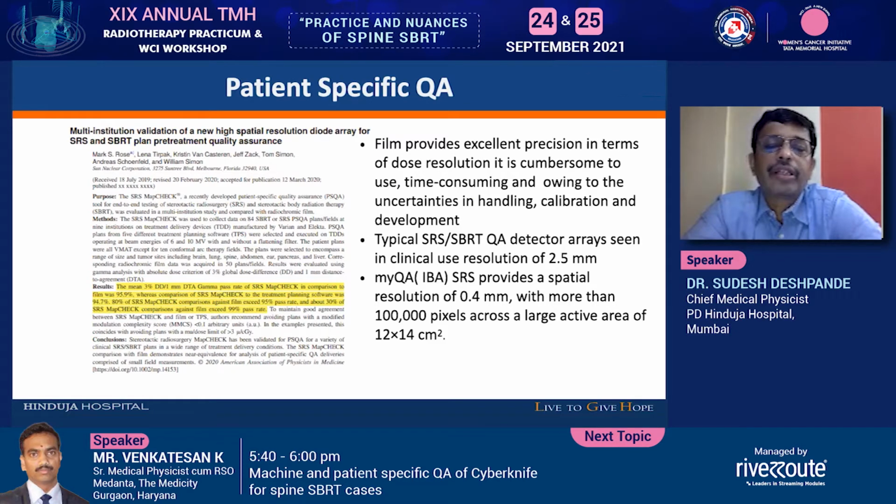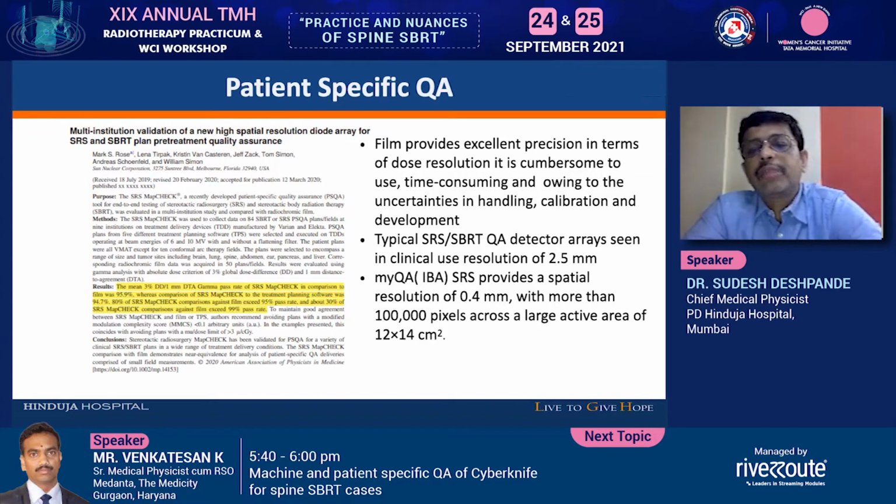They compared it in a different institute, and they found out that nearly 96 times the new SRS MapCHECK results are matching with the film results. So they have concluded that SRS MapCHECK can replace film, or can be used for patient-specific QA to measure the planar dose. Film provides excellent precision in terms of the dose resolution, which is the gold standard.